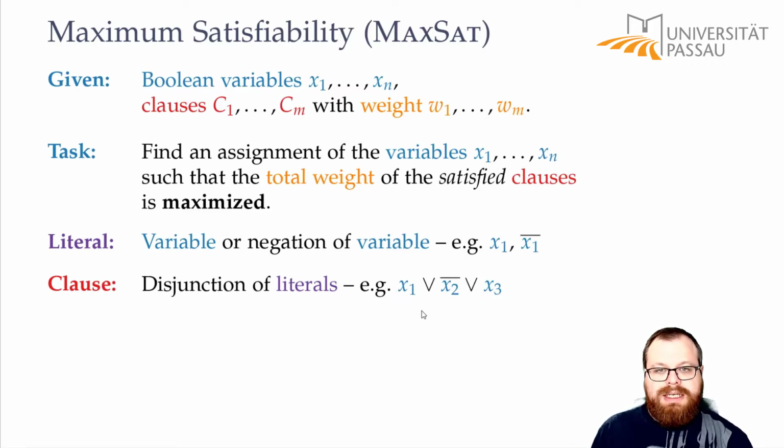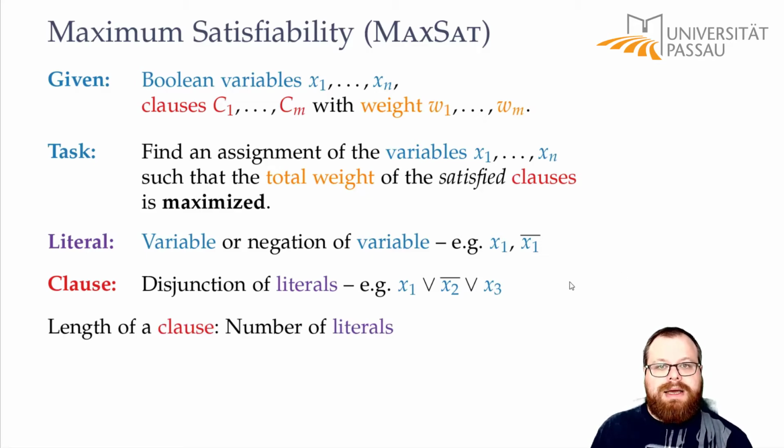So this clause here reads x1 or not x2 or x3. So this clause is satisfied as long as at least x1 or x3 is true or x2 is false. And if one of these three holds, then this clause is satisfied and we can count its weight to the total weight of the solution. And the length of a clause is just the number of literals in it. So here this clause has length 3.